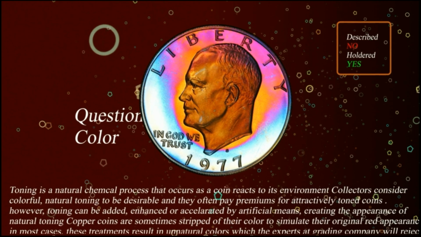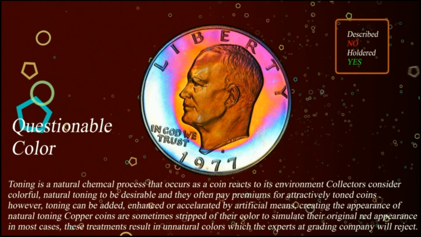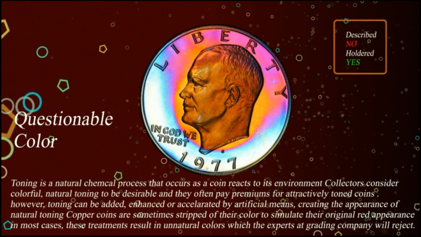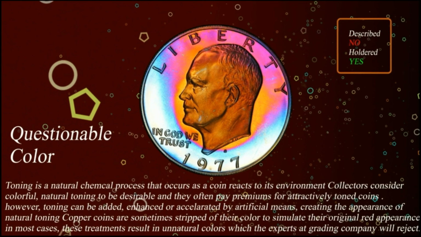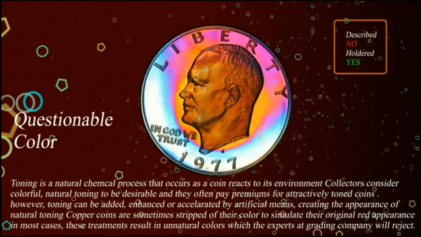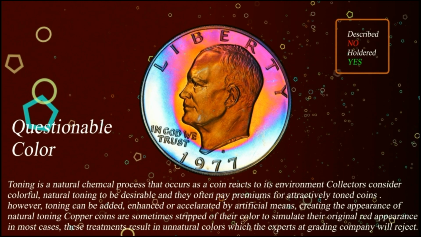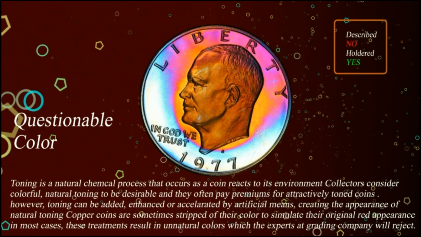Questionable color. Toning is a natural chemical process that occurs as a coin reacts to its environment. Collectors consider colorful, natural toning to be desirable, and they often pay premiums for attractively toned coins. However, toning can be added, enhanced or accelerated by artificial means, creating the appearance of natural toning.